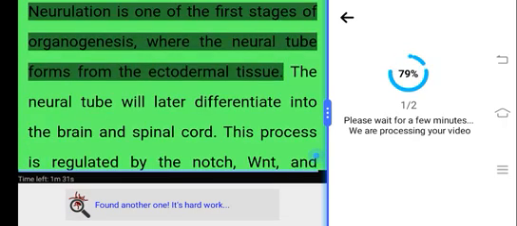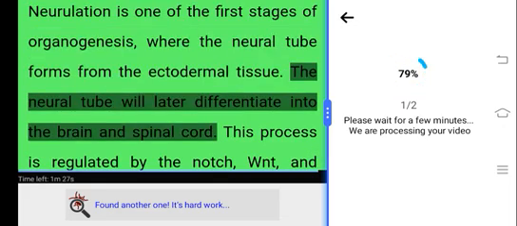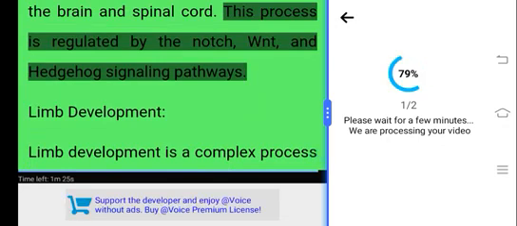Examples of organogenesis: neurulation. Neurulation is one of the first stages of organogenesis, where the neural tube forms from the ectodermal tissue. The neural tube will later differentiate into the brain and spinal cord. This process is regulated by the Notch, WNT, and hedgehog signaling pathways.